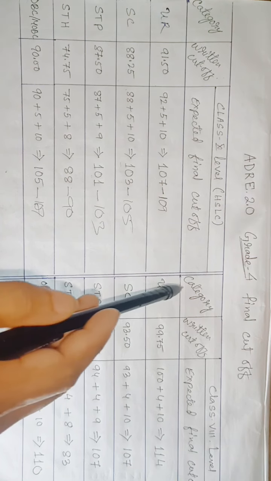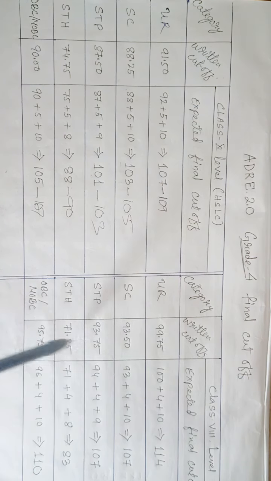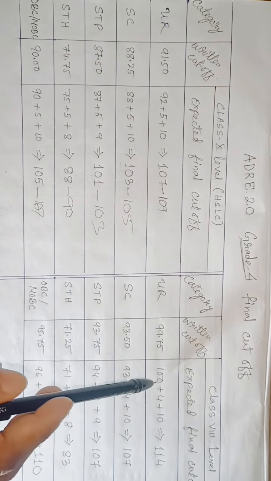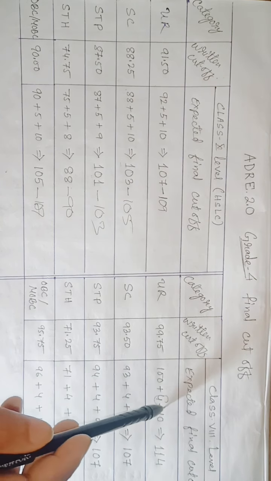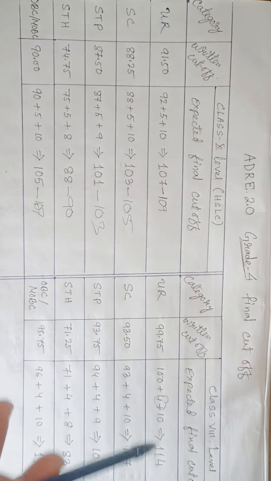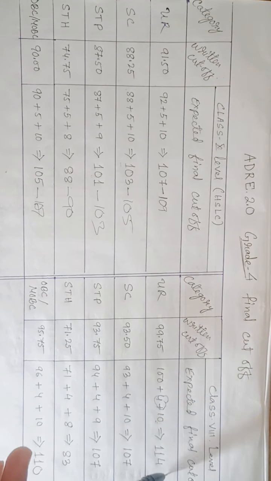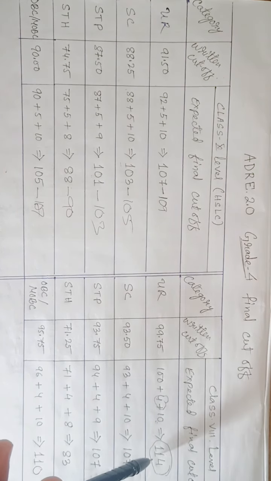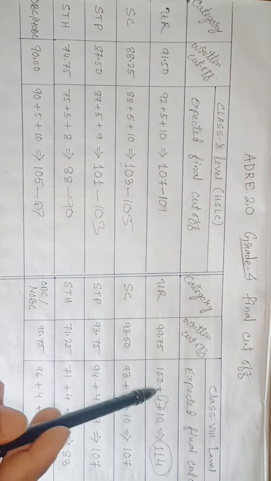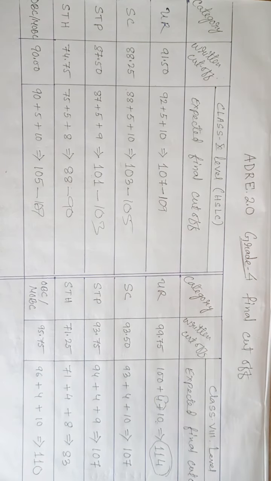So I have written the category on this side, the written cutoff, and then the expected final cutoff. For general it is 100. Average marks this time I have taken as 4, and the interview marks are 10. So if you score 114, you have 99% chance of getting the job. Only this is the minimum marks you require.